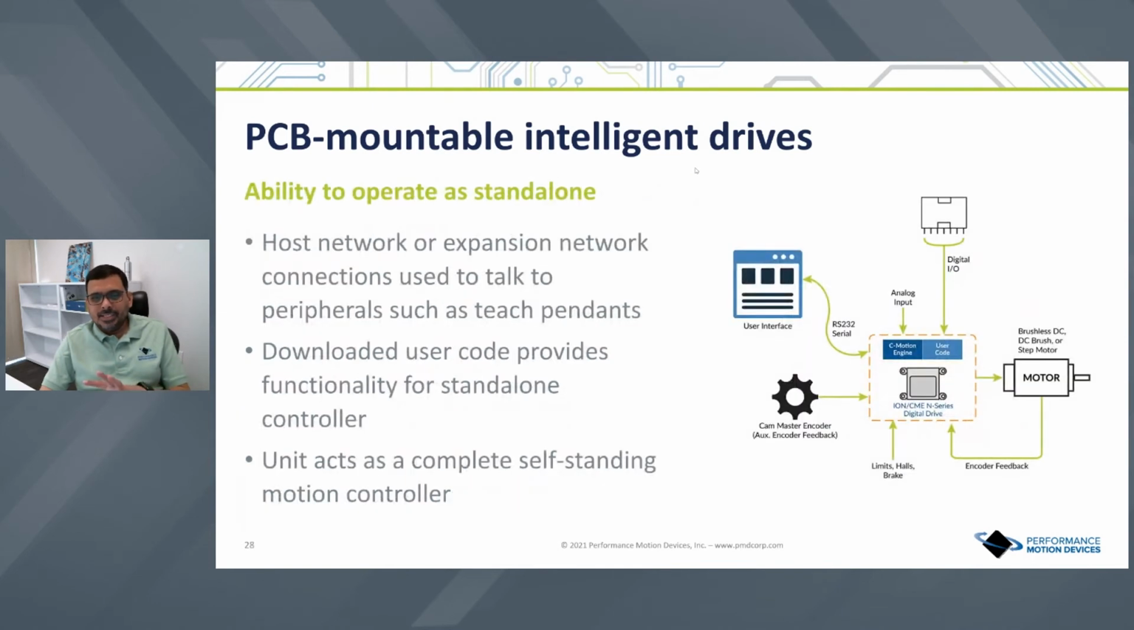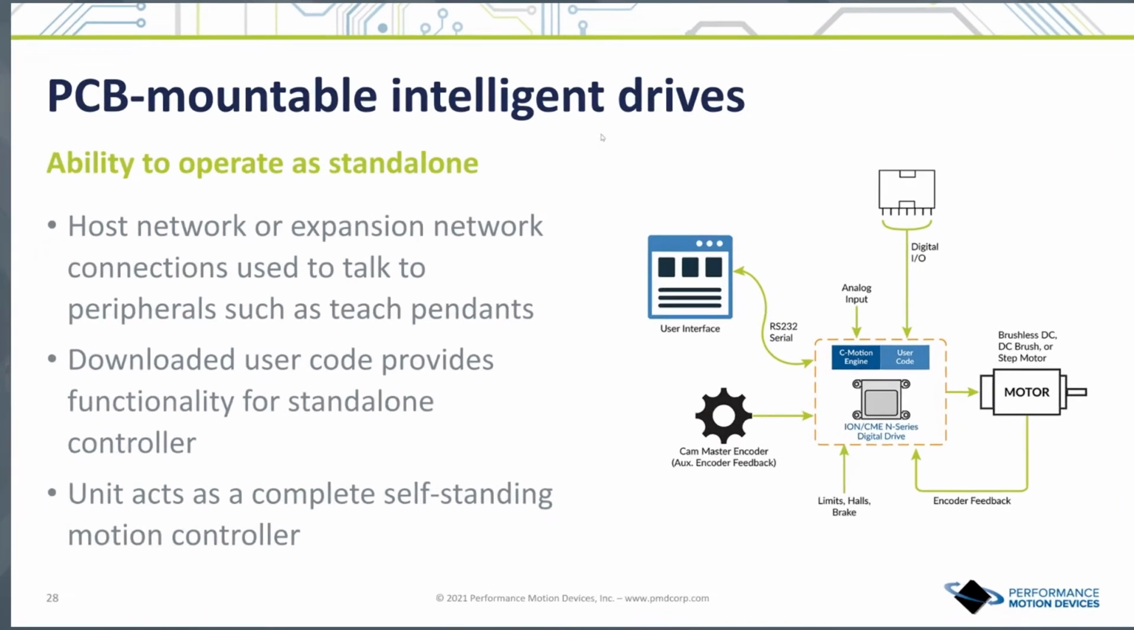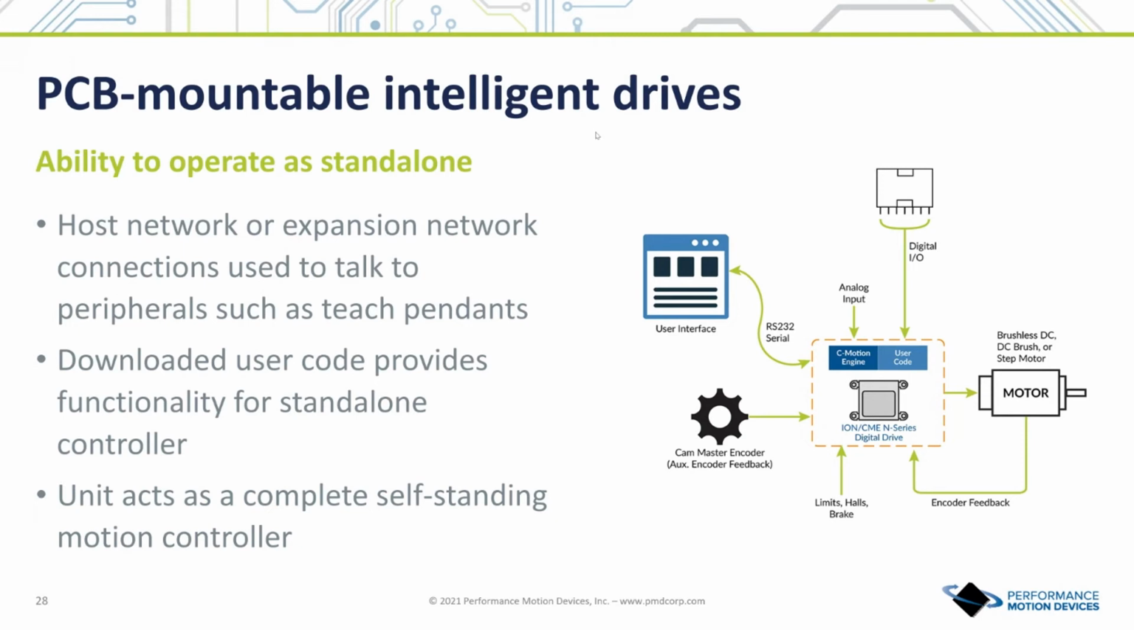So this is just a visual view of how you would use the drive. This is all the hookups you need. So you have the motor, you have the encoder feedback wired into the drive. You have a bunch of digital IOs to do limits, and you have limits and halls and brake. And obviously you have a host interface. And you can do gearing, and you have a second encoder to do cam and gearing functions.